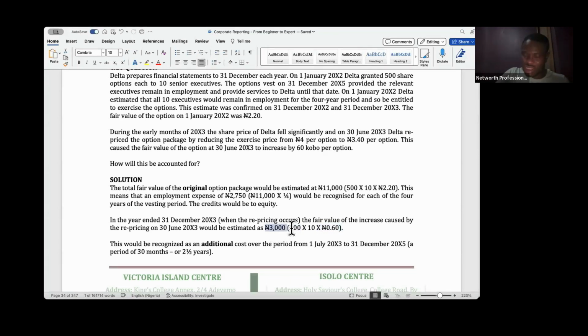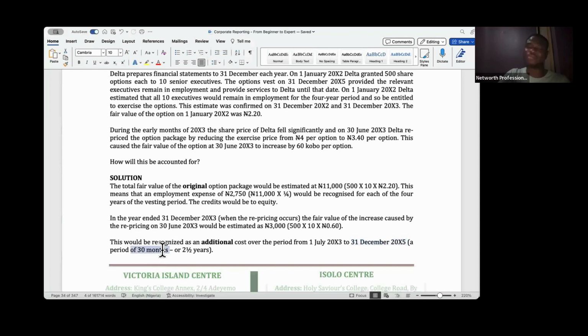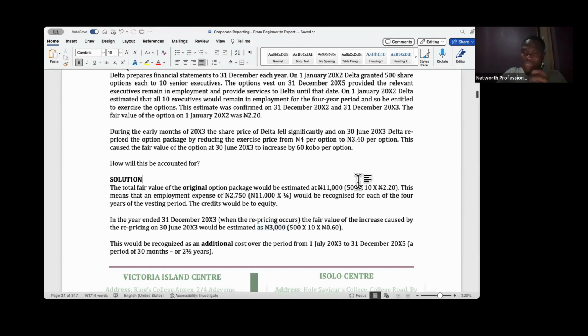This 3,000 is an additional cost that would be recognized over a period from 1st of July 2003, because this increase started from 30th June 2003, till the vesting date, which is 31st December 2005. And that's a period of 30 months or 2.5 years. So this 3,000 is going to be spread over 30 months. So it will not make sense if you have added it together with this 11,000. Mathematically, that will be wrong. That's why we have to separate them.